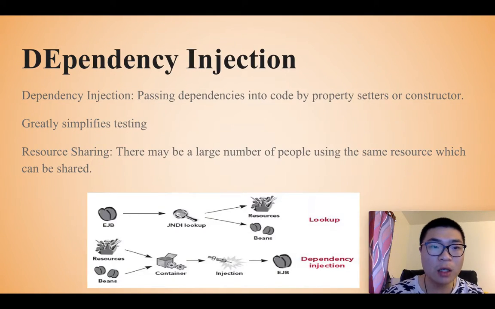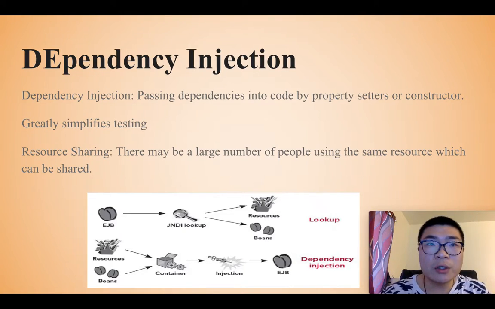And the next part, we're talking about dependency injection. Dependency injection is a technique whereby one object supplies the dependencies of another object. It will pass in dependencies into code by property setter or constructor. The benefit of using dependency injection is that it can greatly simplify testing. Also, it benefits resource sharing because there may be a large number of people using the same resource, which can be shared.